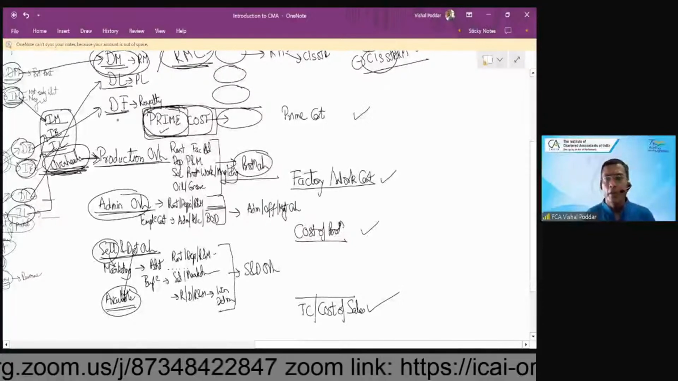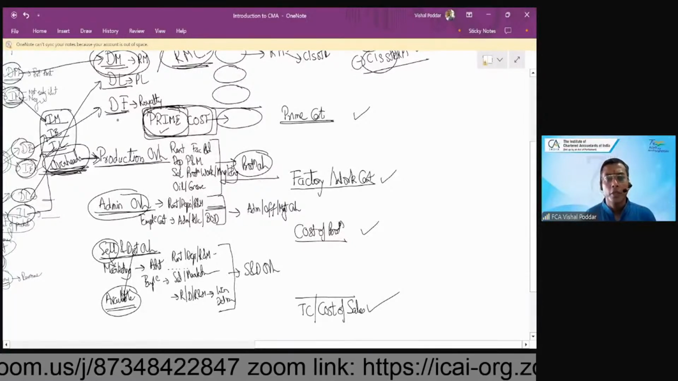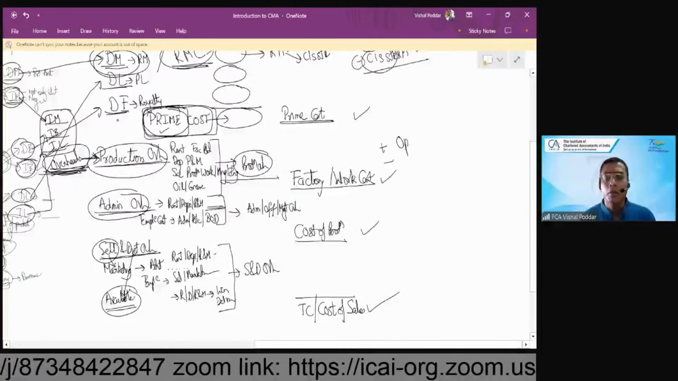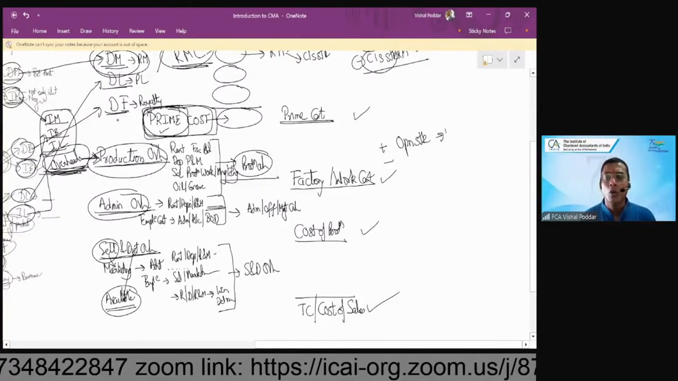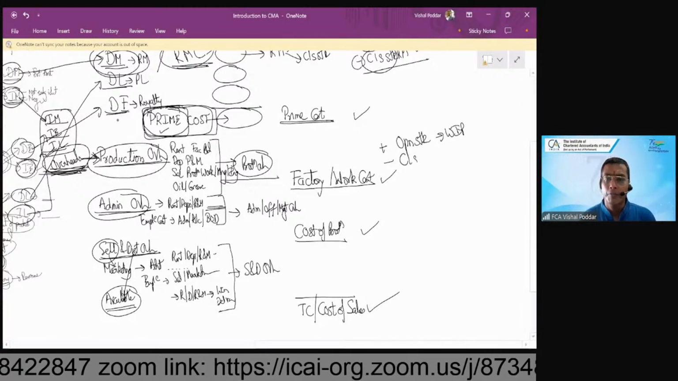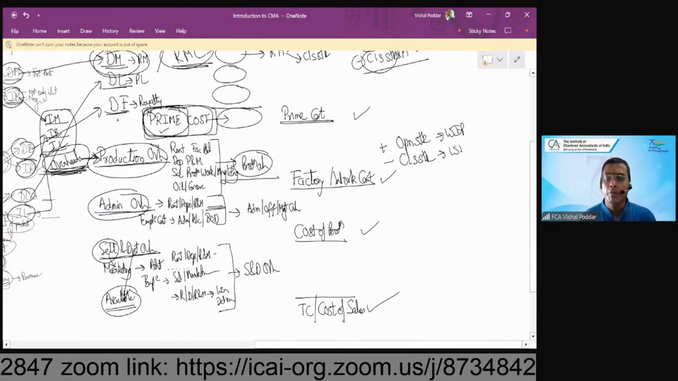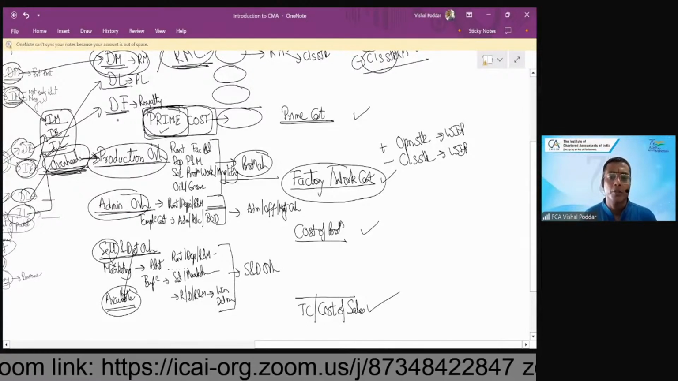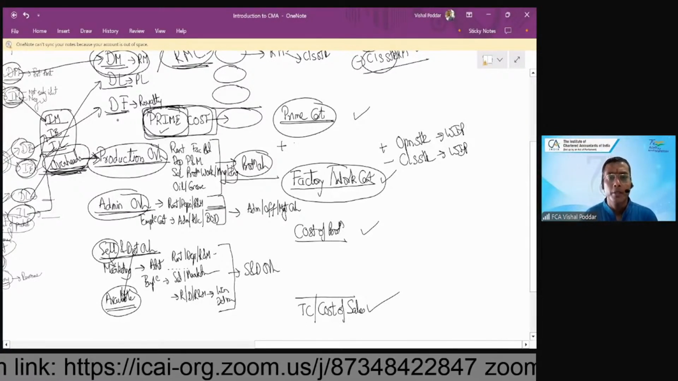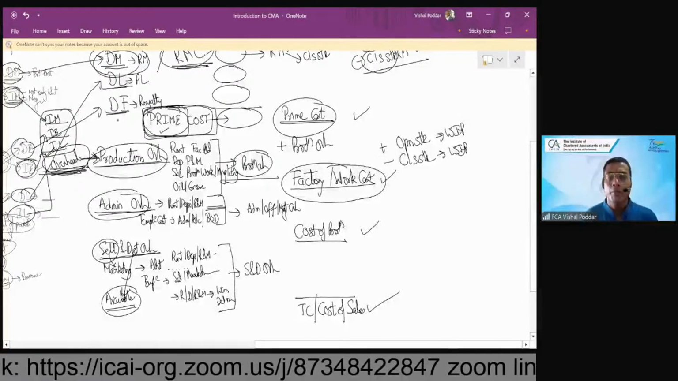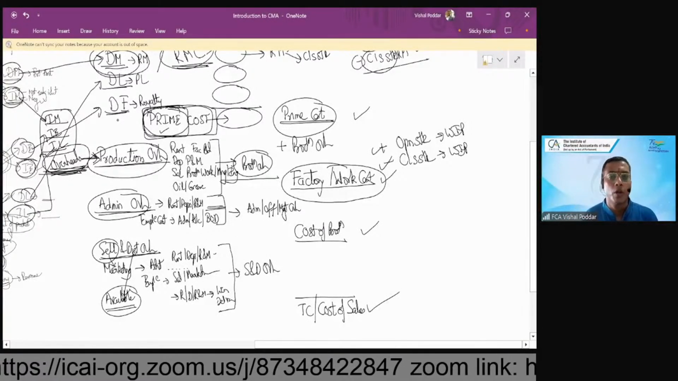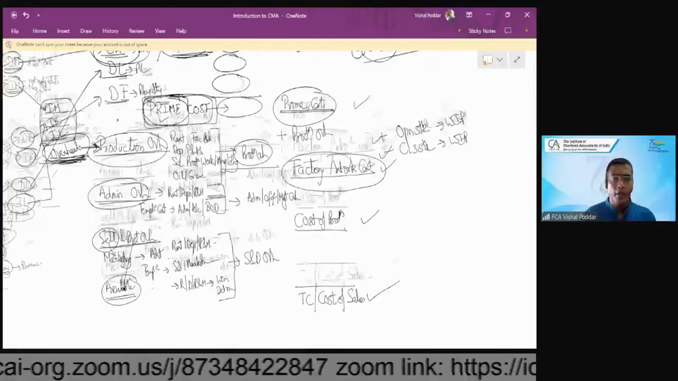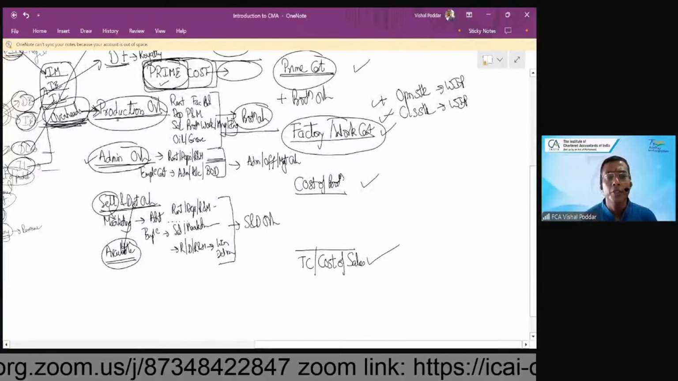Similarly, when I've computed prime cost and to that I'm adding production overheads, here I may be given in the sum my opening and closing stock of work in progress. This opening and closing stock of work in progress will be adjusted here to get my final factory cost. So prime cost plus production overheads plus or minus opening and closing stock of work in progress will give me my factory cost. Then you have administration expenses.